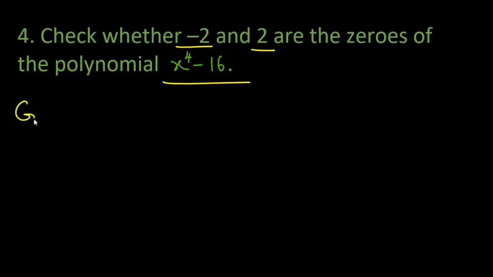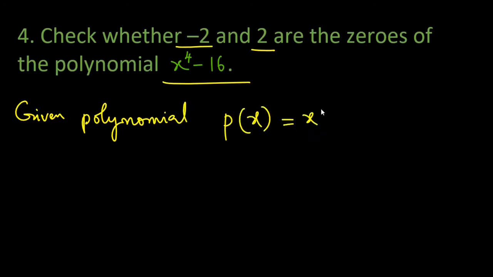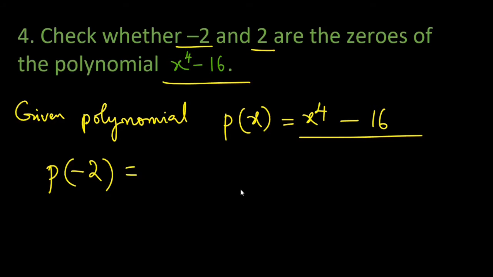So given polynomial p of x is equal to x power 4 minus 16. Now let us find p of minus 2. P of minus 2 is equal to, here we have x power 4 minus 16. Put minus 2 in place of x. So minus 2 whole power 4 minus 16.